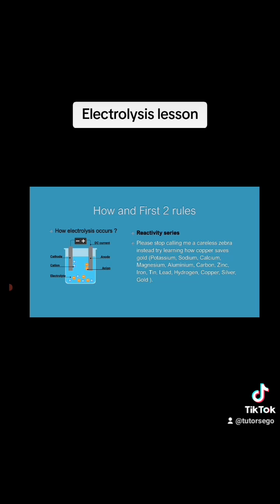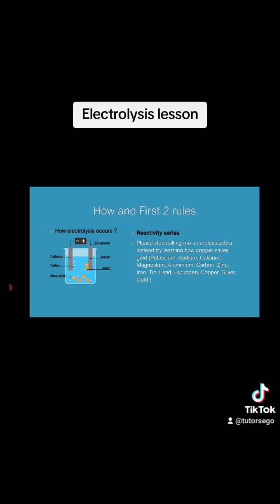Please stands for potassium, stop for sodium, calling for calcium, me for magnesium, a for aluminium, careless for carbon, zebra for zinc, and so on. So you're writing that statement so that you do not forget your reactivity series. So potassium is the most reactive, followed by sodium, calcium, magnesium, and then the least reactive, gold. So you need to know that reactivity series.